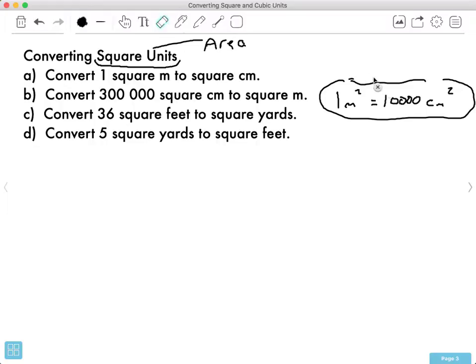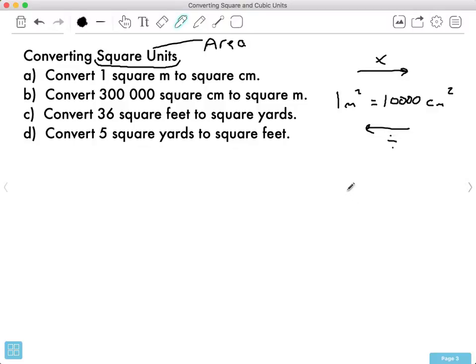If I'm going to head this way, I'm going to multiply by the conversion factor of 10,000. And if I'm going to head this way, I'm going to divide by the conversion factor of 10,000. So convert 1 square meter to square centimeters. Well, we already did that in the picture, but let's do it this way. 1 square meter going into square centimeters would be times 10,000. So 1 square meter is 10,000 square centimeters.